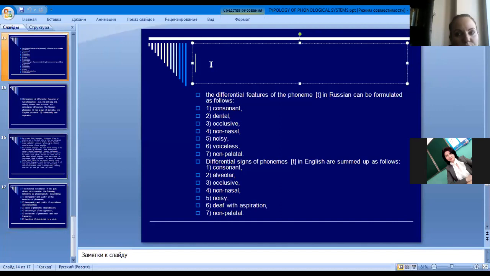From the above, it follows that the differential features of phonemes should be taken into account as a criterion for the typological characteristics of phonological systems. So, for example, the differential features of the phoneme T in Russian can be formulated as follows. It is consonant, dental, occlusive, non-nasal, noisy, voiceless, non-palatal.